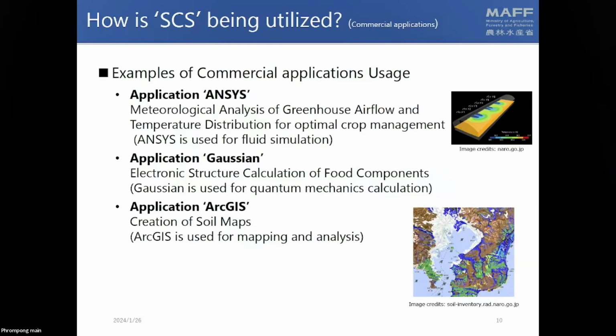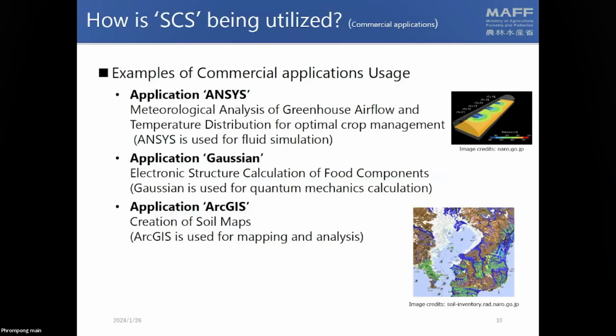I will introduce some examples of how commercial applications are utilized for research activities. ANSYS is used. ANSYS is employed to simulate the temperature and CO2 concentration distribution within a greenhouse based on information gathered from various sensors. This analysis allows us to discover optimal arrangement and management practices for crops to grow under appropriate temperature and humidity conditions.